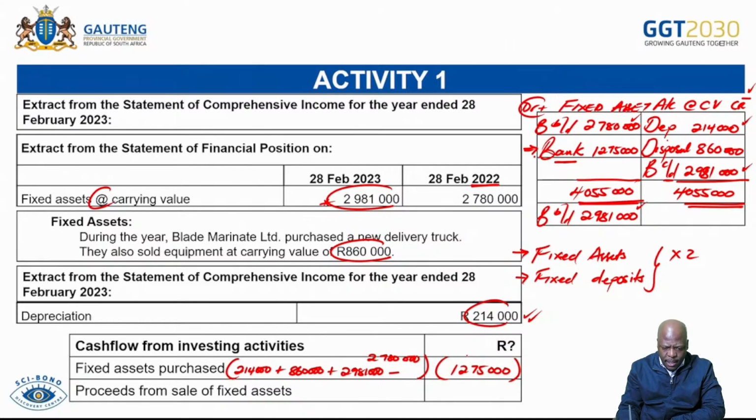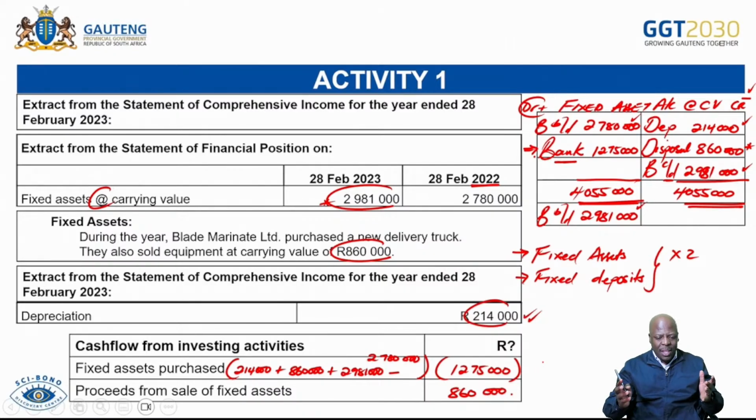Then the next one is proceeds from sale. And my proceeds from sale, it is this disposal amount here. So I'm going to say proceeds from sale. I'm going to come here. It's going to be 860,000, like that. Proceeds from sale of fixed assets, 860,000. So now we have done the fixed assets in the investing activities. We are left now with one more thing.